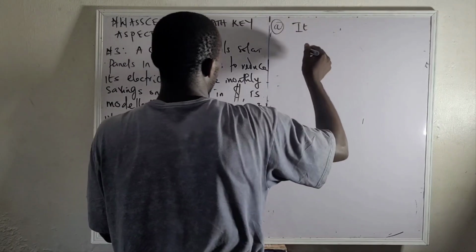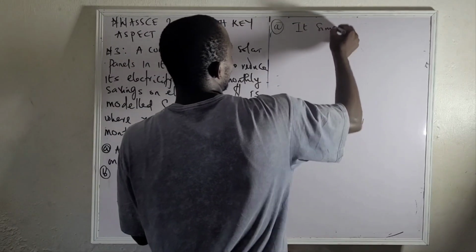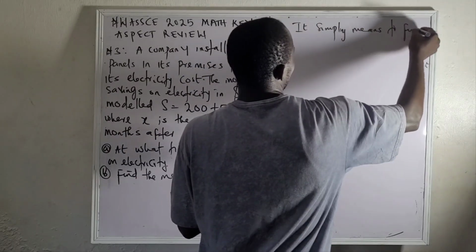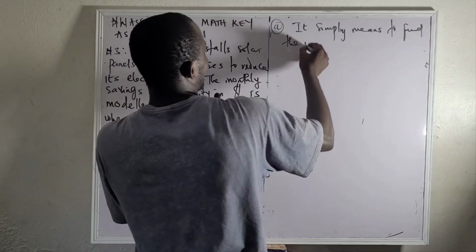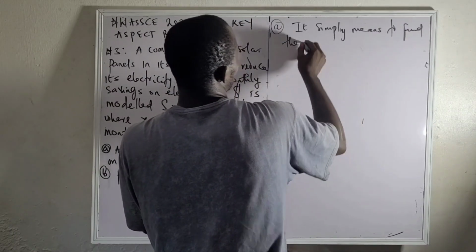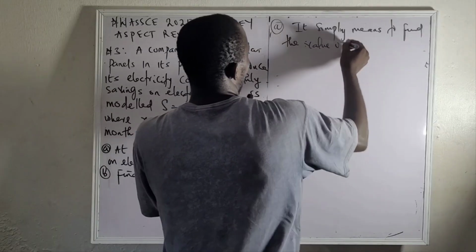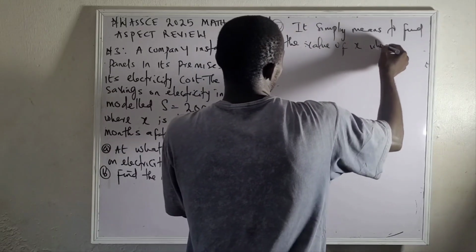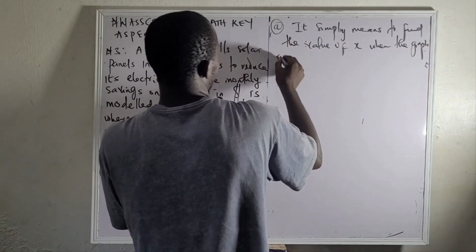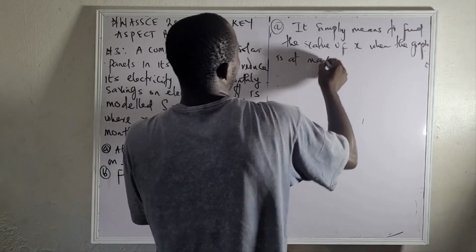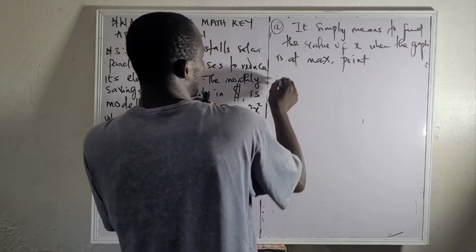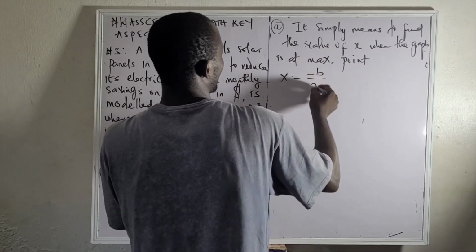Let me put this information. It simply means to find the value of x when the graph is at the maximum point. That's just what it's saying. Therefore, our x will be minus b over 2a.